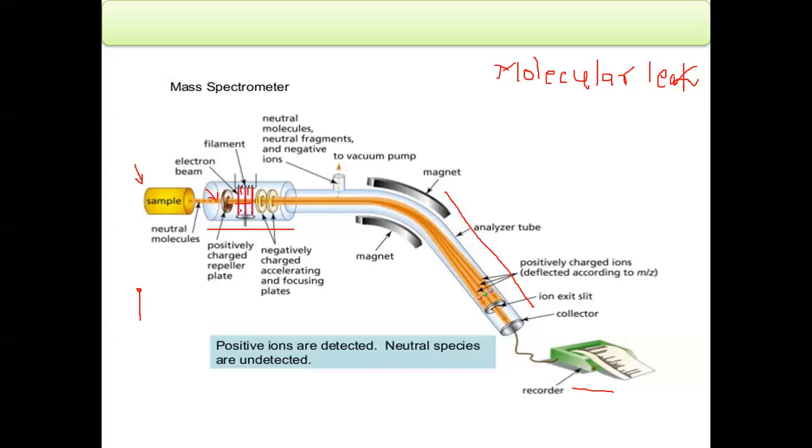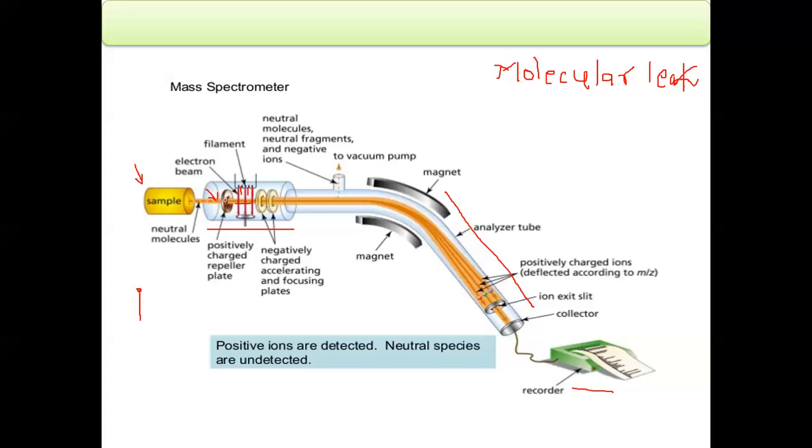Now, once the sample is bombarded with these high energy electrons, the sample molecules get converted into positively charged ions. Some of the molecules are converted into negatively charged ions, and some remain as they are. That is, the neutral molecules are still there. So this part will have positively charged ions, negatively charged ions, and some neutral molecules. The positively charged ions are repelled by this positively charged repeller plate. Positive charge repulsion will be there, and they will repel.